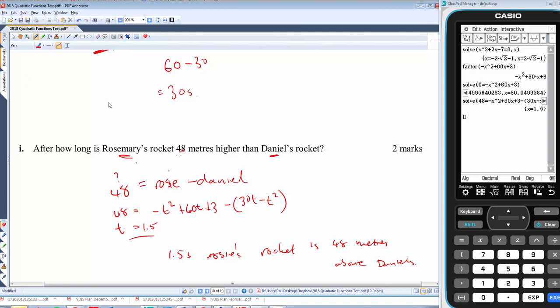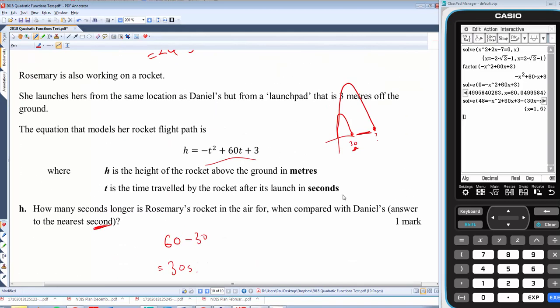Right, so there are the worked solutions. I hope they're of some benefit to you if you got any of those questions wrong. So work hard on those ones and improve in the exam.